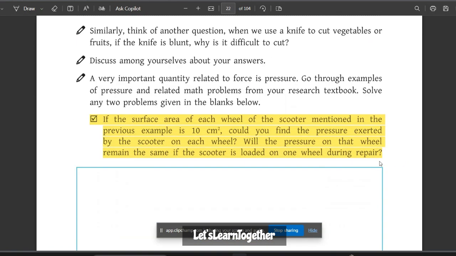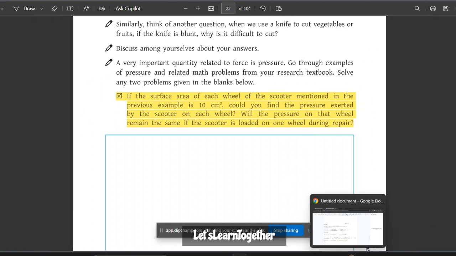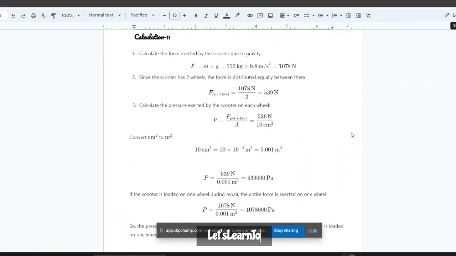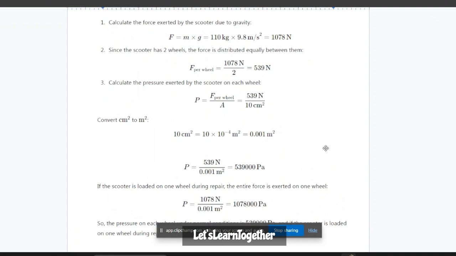All right, now the next question was a calculation, right? So let's see it. So this is the first calculation, as you can see here.